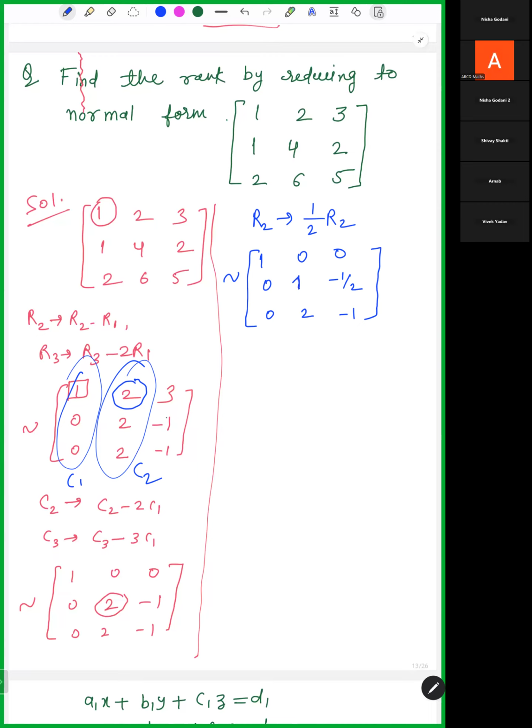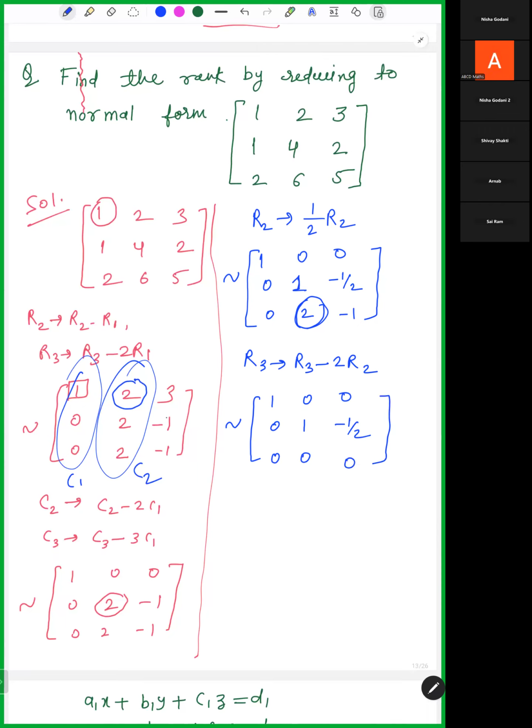After making this as 1, you have to make the elements below this one as 0. Okay. So what will you do in R3? In R3, you will apply R3 minus 2R2. So what do you have? 1, 0, 0, 0, 1, minus half, and when you apply this operation, what do you have? 0, 0, 0.